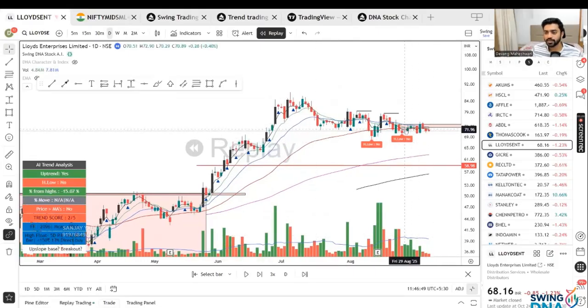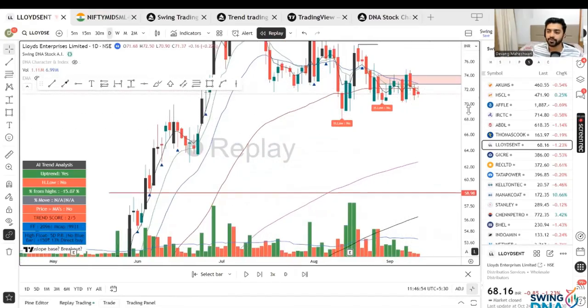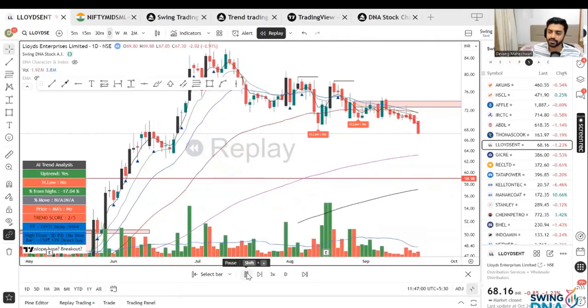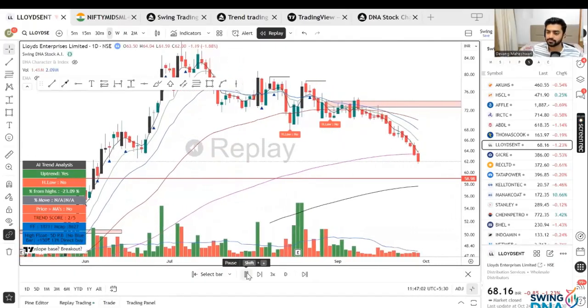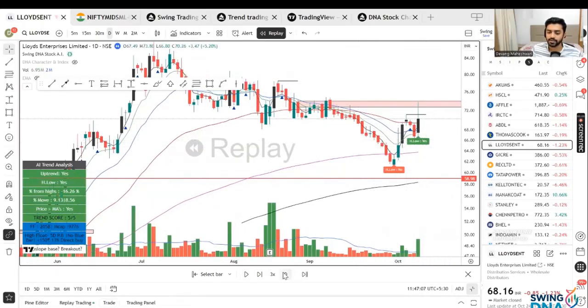Now see, it is again and again changing because it's just moving sideways. 1 day up, 1 day down, 1 day up, 1 day down. So whichever side it picks, it will understand it and change accordingly. So now this is your low on this day. Now this is a higher low here.